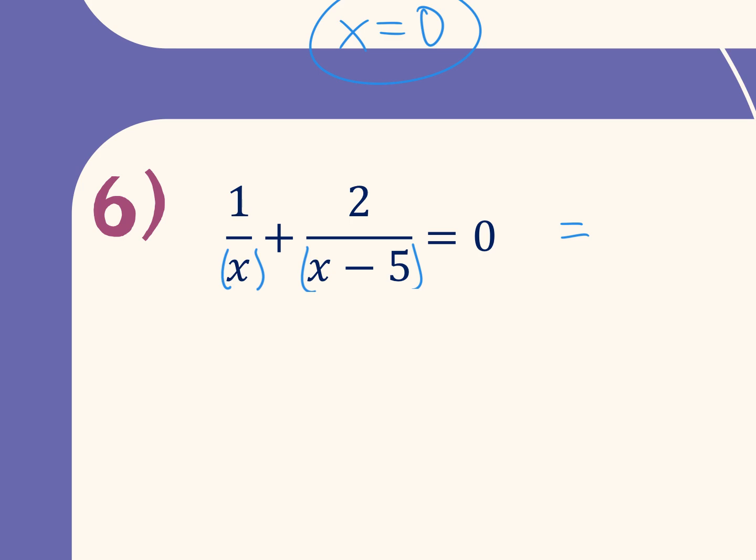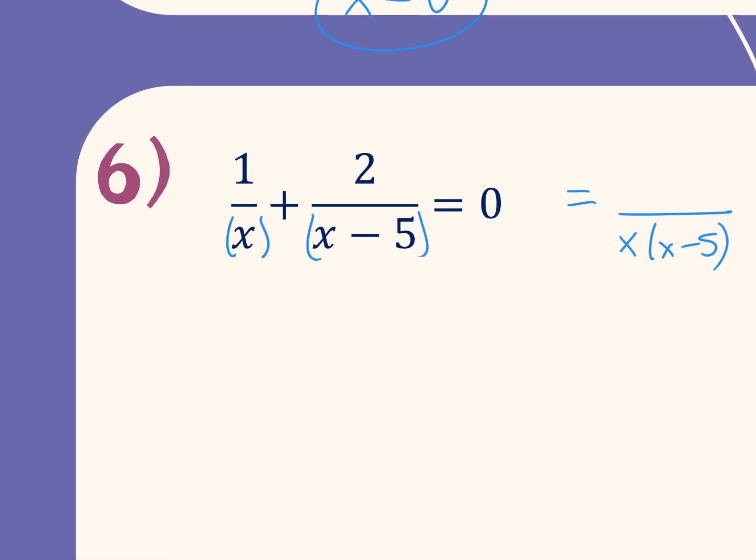So what is a common denominator between those two things? X times x minus 5. Don't multiply them together. You want to keep everything in its factored form. So now that we've identified what our common denominator is, my first fraction has the x. What's it missing? X minus 5. Perfect. My second fraction has the x minus 5. What's it missing? The x. Doesn't have either of them, does it? So what does it need? X times x minus 5.